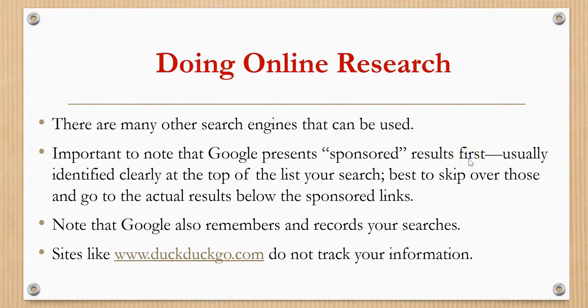So these are results that other organizations or individuals have paid to have appear at the top of the list. Those are paid results. They may be good websites and good resources, or they may not be, but it's important to know that, and these are usually clearly identified at the top of the list. If you look in little tiny letters, it says sponsored results, or it says it's an ad or something like that. It is usually best to skip over those and go to the actual results below the sponsored links.